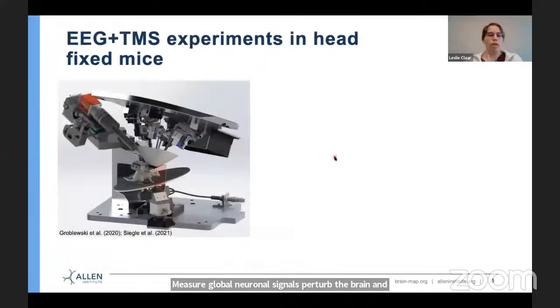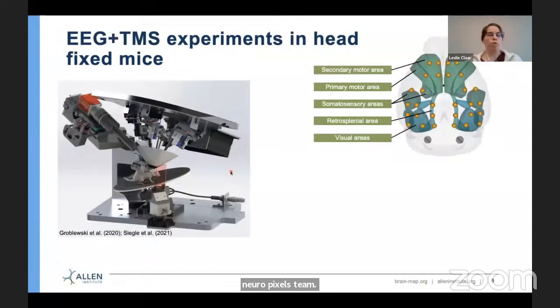Irena, Jacqueline, Kuya, and I developed a mouse version of the human experiments. We perform our experiments in head-fixed mice on a rig similar to the one used by the NeuroPixels team. We use two different recording methodologies. To record more global cortical signals, like in the human experiments, we use a mouse EEG array with 30 electrodes represented by the orange circles that sit on the skull surface. This gives us the ability to record from all of the areas listed here simultaneously.